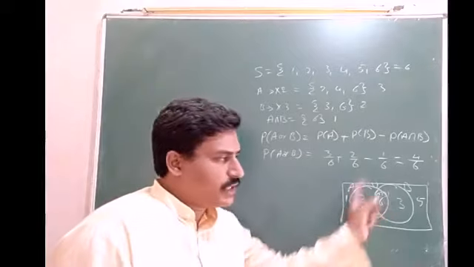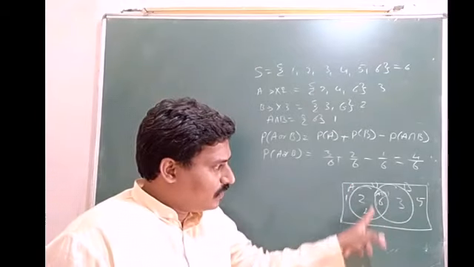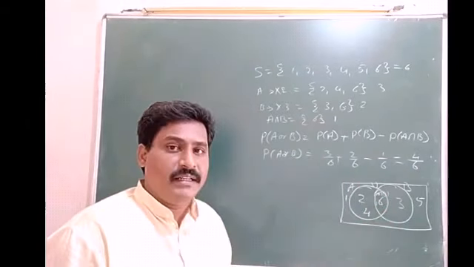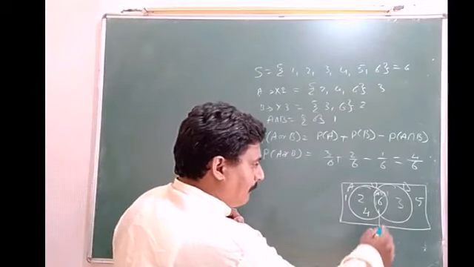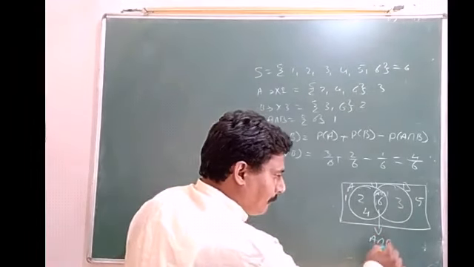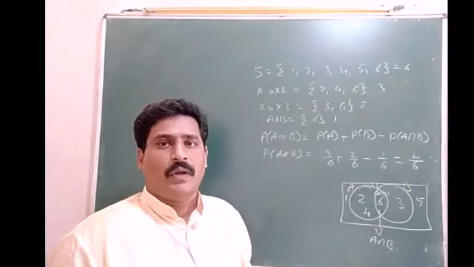Both circles together is A union B. Only this part, 6, is A intersection B. Got it? Problem.